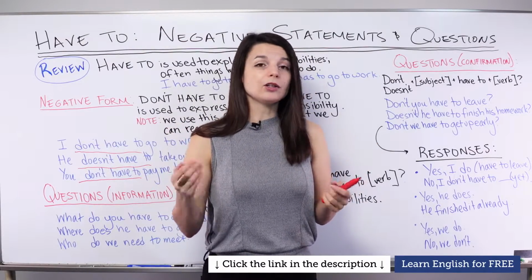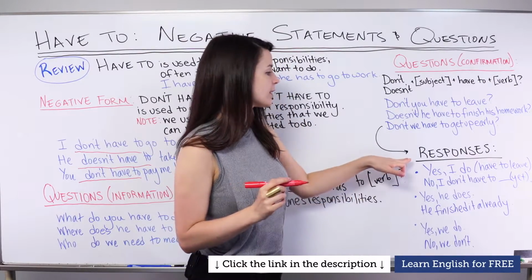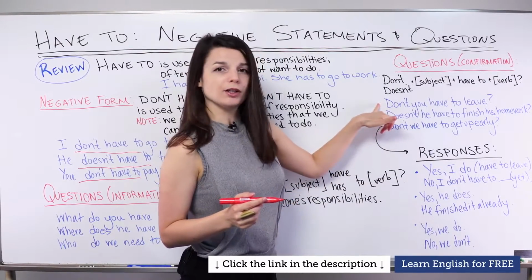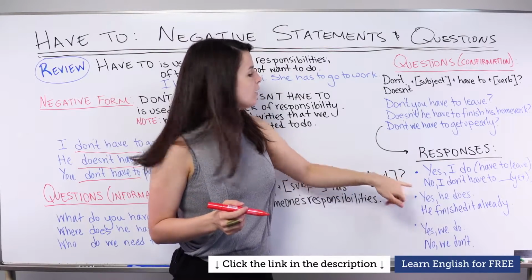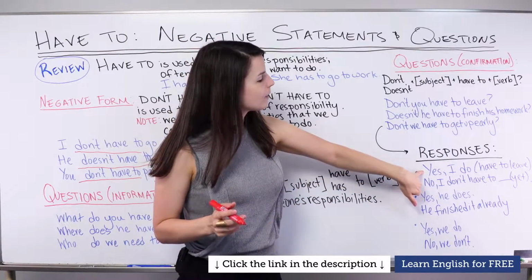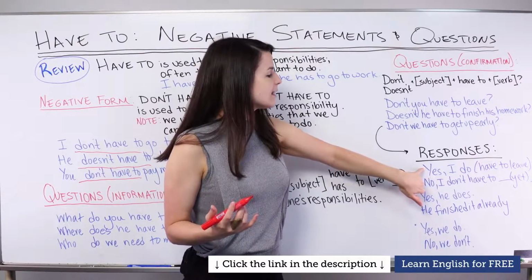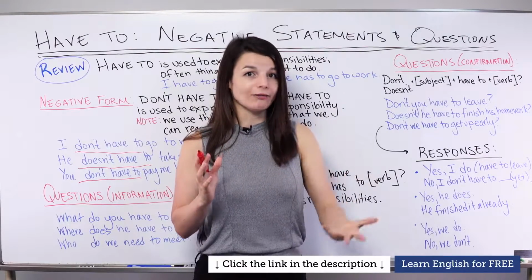So let's take a look at some ways that we can answer confirmation questions. Let's look at some sample responses. First, let's go back to this question. Don't you have to leave? To respond to this question, we might use something like this. Yes, I do. So this yes, I do is like a short way to say, yes, I do have to leave.